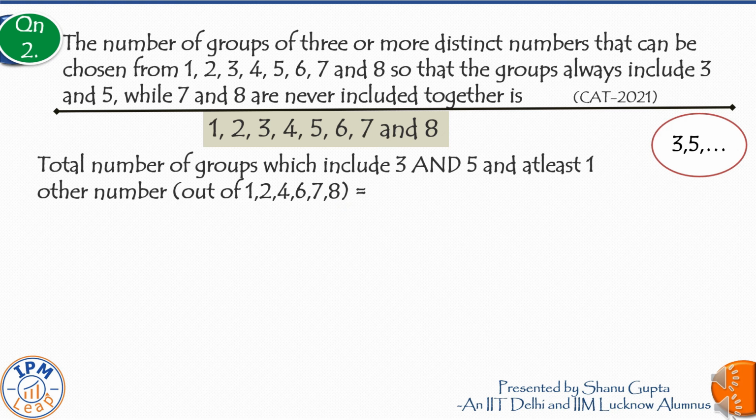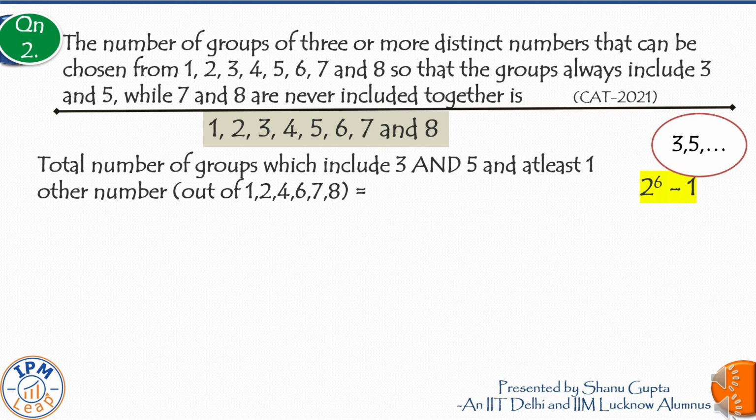But the group should have minimum 3 numbers. So that means we need at least one more number apart from 3 and 5. We have to subtract the possibility of rejecting all other 6 numbers. So we subtract 6C6, which is equal to 1, from 2 raised to the power of 6.